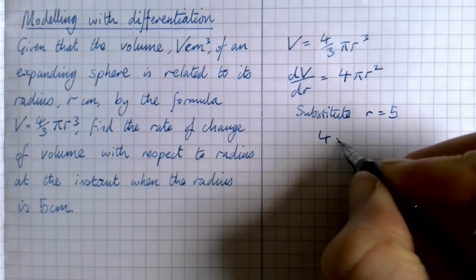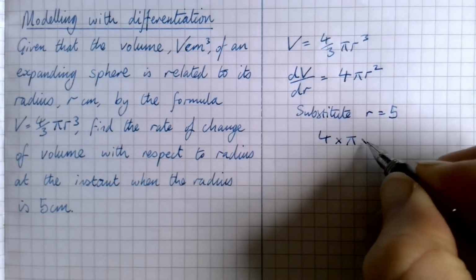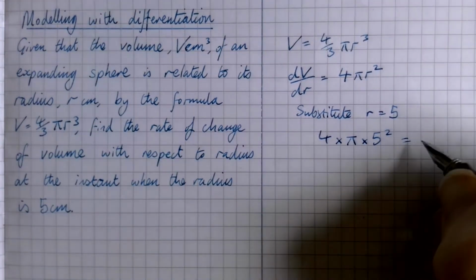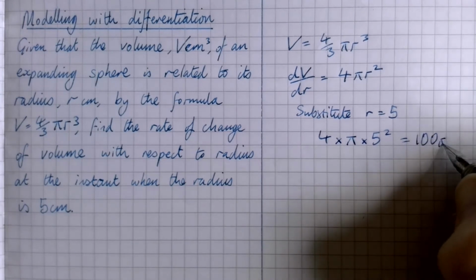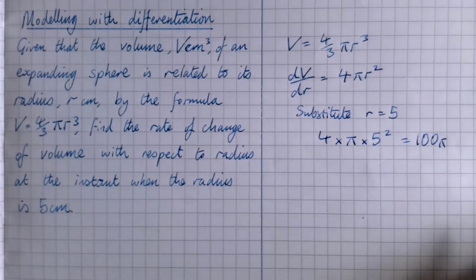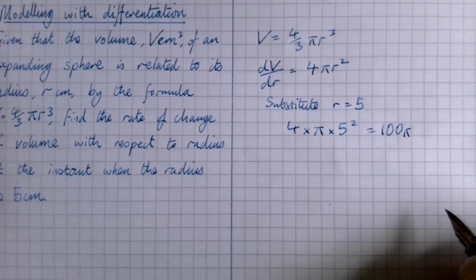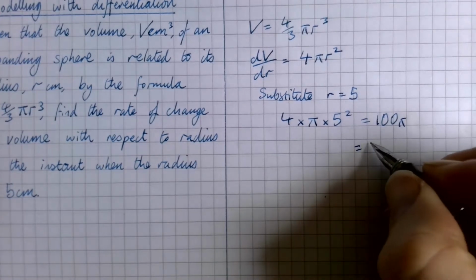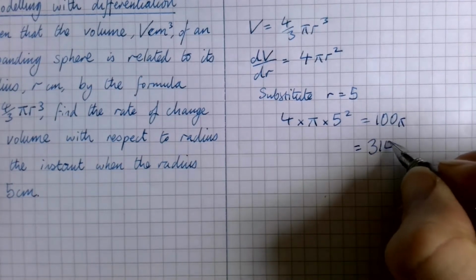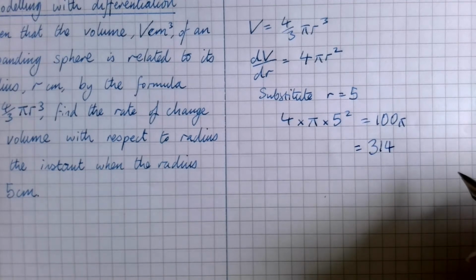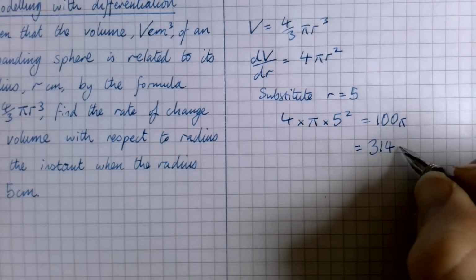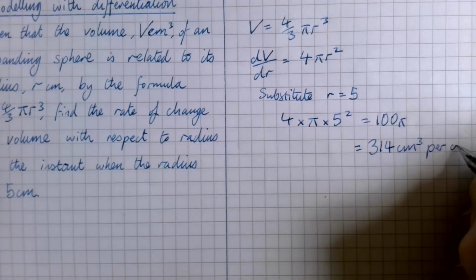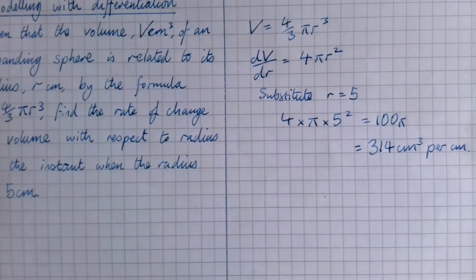So that'll give us 4 times pi times 5 squared. Now 5 squared is 25, 25 times 4 is 100, so that's going to give us 100 pi. If they wanted it exact, you could say it would be 100 pi centimeters cubed per centimeter. But if they wanted it to three significant figures, you could say that's going to be 314, because 3.14 times 100, 314 centimeters cubed per centimeter. And that's it.